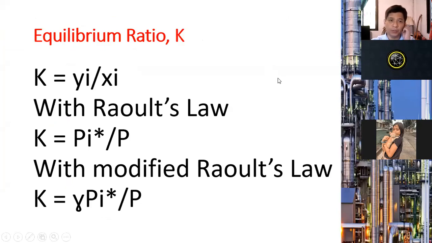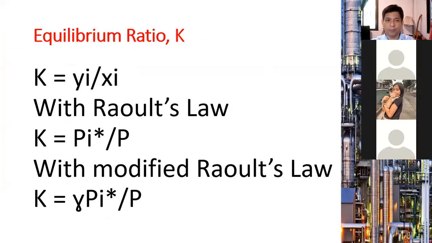Okay, so we're going to use the equilibrium ratio K. K is defined as y sub i divided by x sub i. So if you still remember, y sub i refers to the mole fraction of a specific component i in the vapor phase or gas phase. Yung x sub i naman, this refers dun sa mole fraction ng species i sa liquid. So yun yung definition ng K, ng equilibrium ratio.